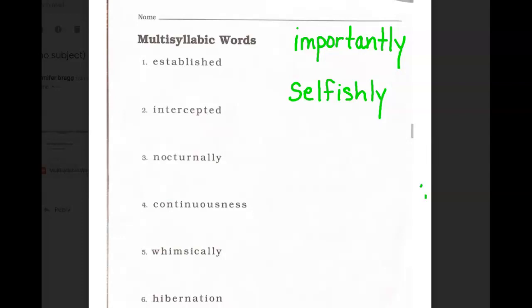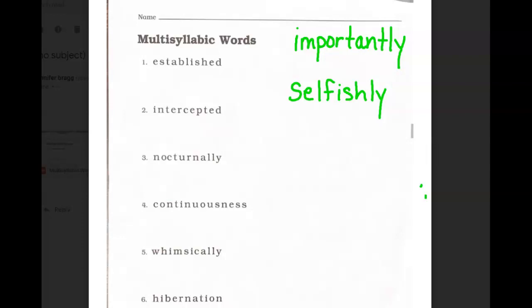We're going to be working on lesson 122 in phonics. This is multi-syllabic words. It will have more than one affix, possibly. So we're going to go ahead and just do a couple examples that are on your worksheet. So if you'll turn it over to match mine on this side here. And let's go ahead and get started.